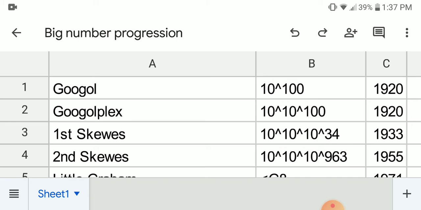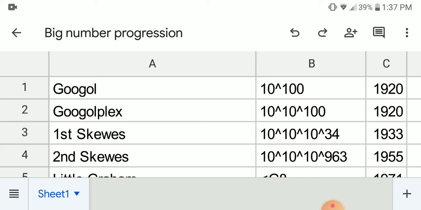Any number less than Googol is not included, because let's say 1,000 or a million, those are hard to find when they were invented. And also in this list, I'm not going to include very little known numbers, or numbers that are controversial or ill-defined. So anyway, let's get started.